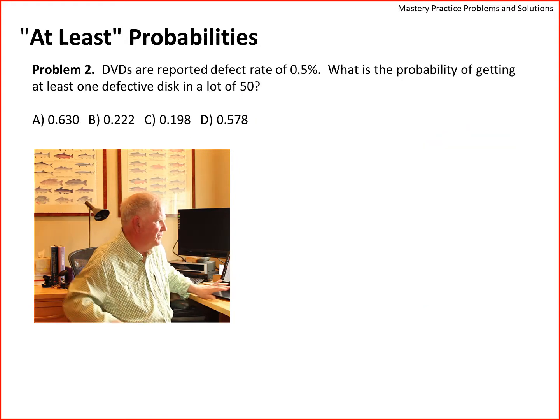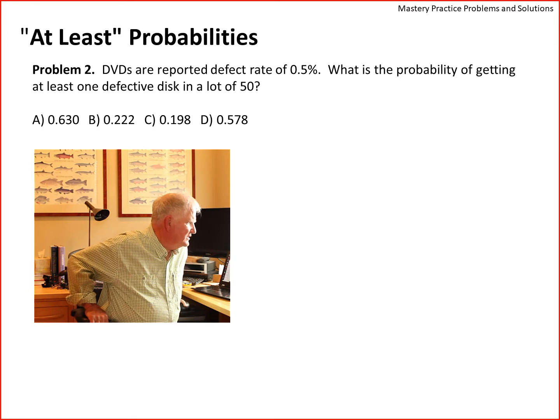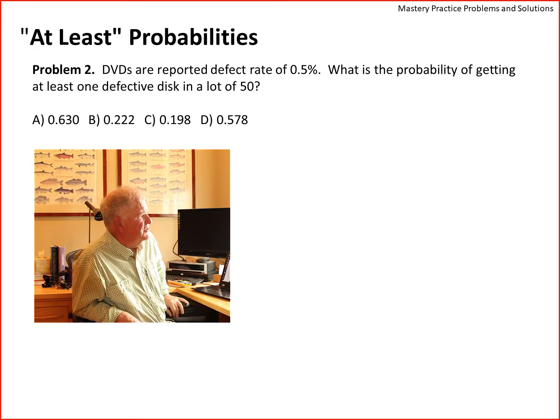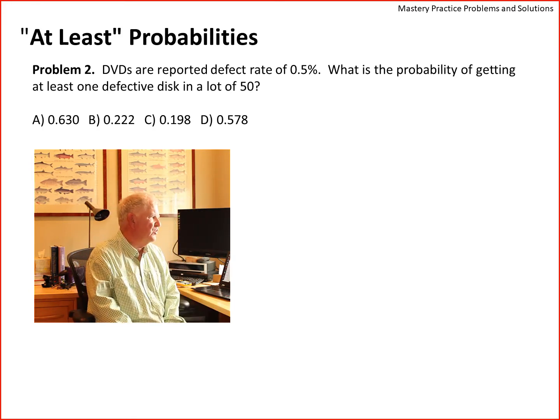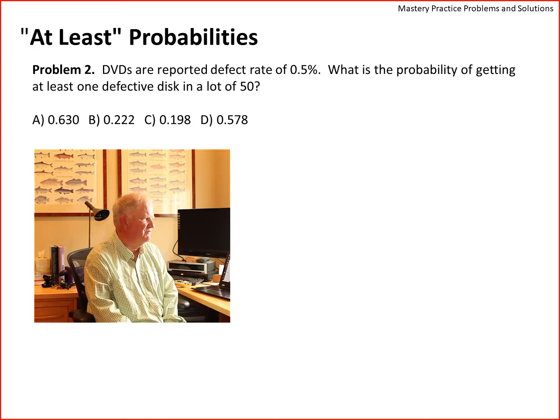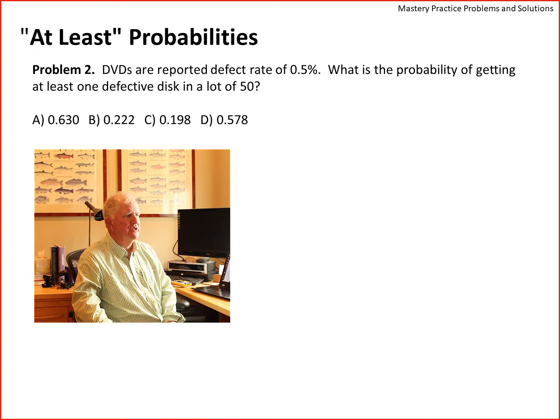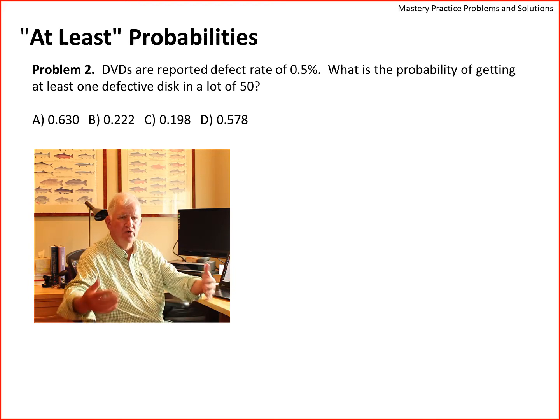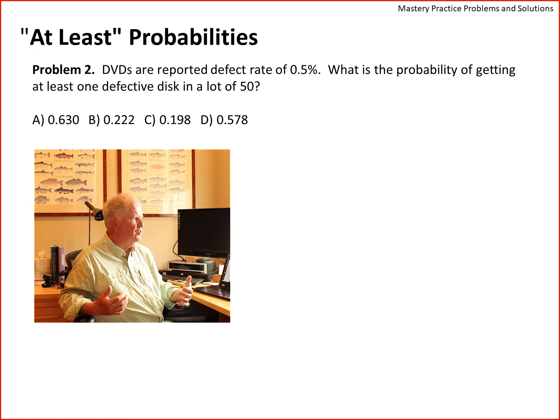So here's problem 2. Problem 2, a little bit more complex. It says DVDs are reported to have a defect rate of 0.5%. What's the probability of getting at least one defective disc in a lot of 50? So I think the way you have to think about this is you're at a factory making DVDs and they're making hundreds of thousands, if not millions of DVDs per day. You grab 50, okay? You pull 50 off.